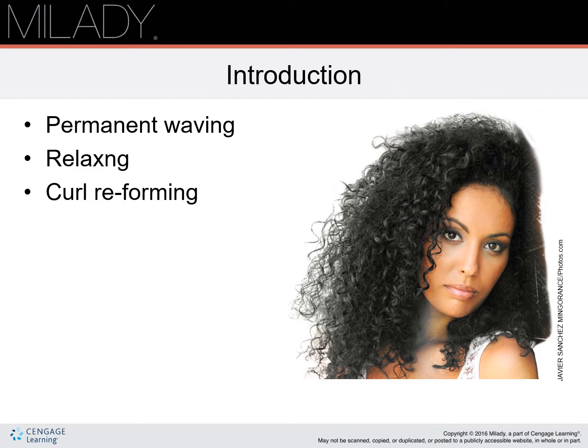We're going to talk about permanent waving, which is adding wave or curl to the hair. We're going to talk about relaxing, which is removing curl or waves, leaving the hair smooth and straight. And we're also going to talk about curl reforming, also known as a soft curl permanent. This loosens overly curly hair, changing it from tight curls into loose curls or loose waves.